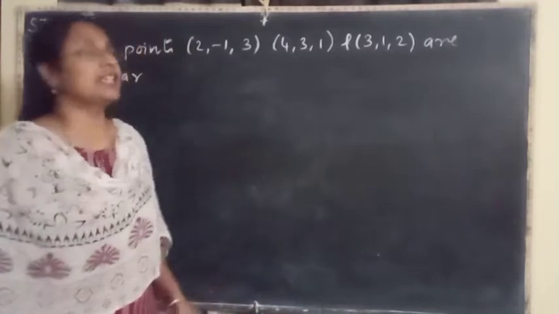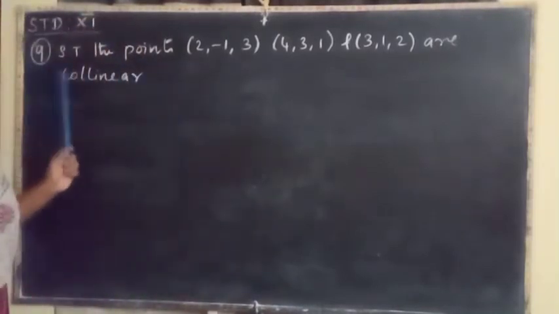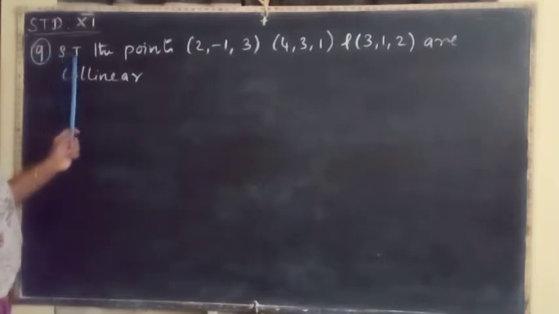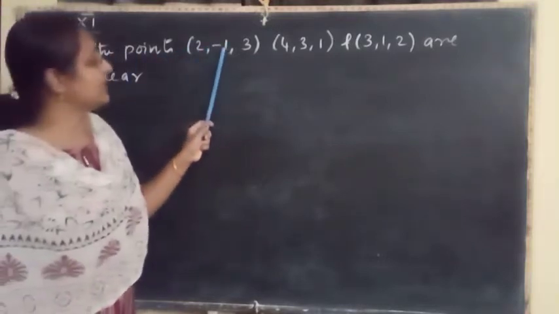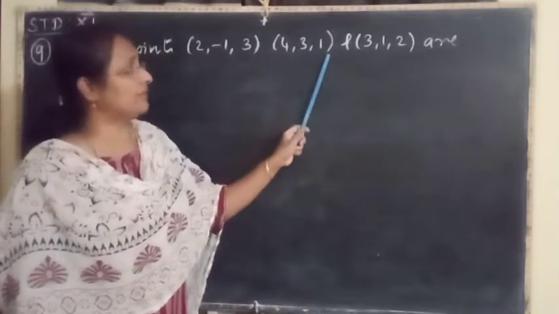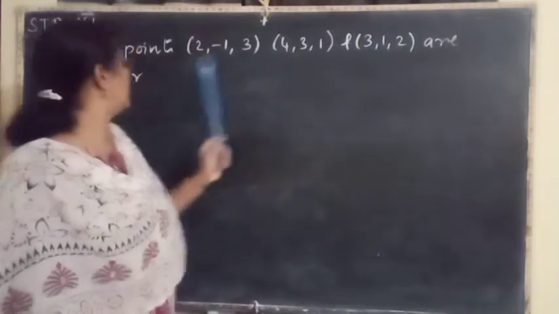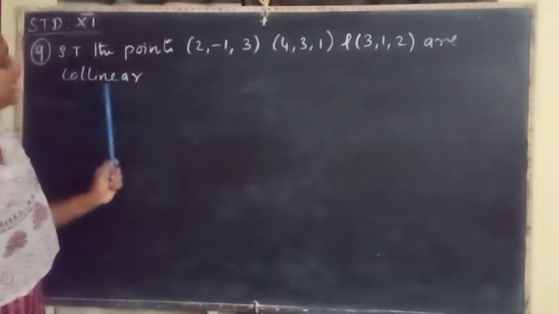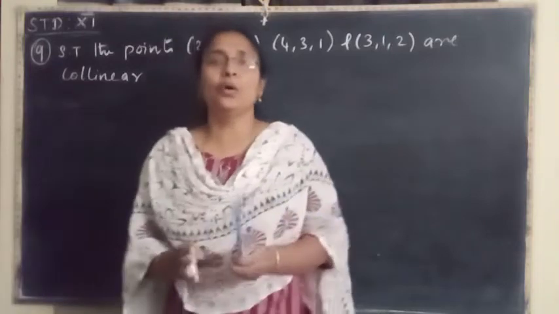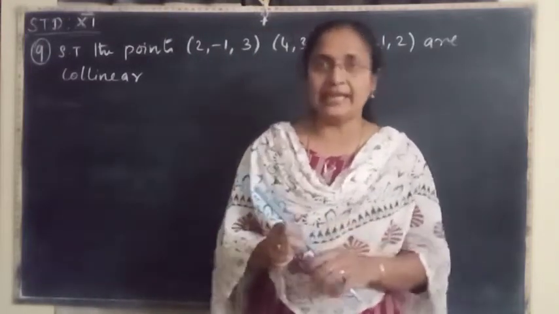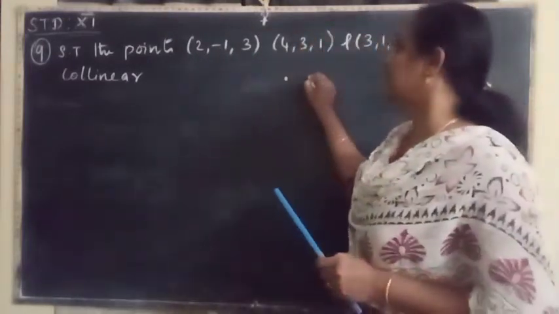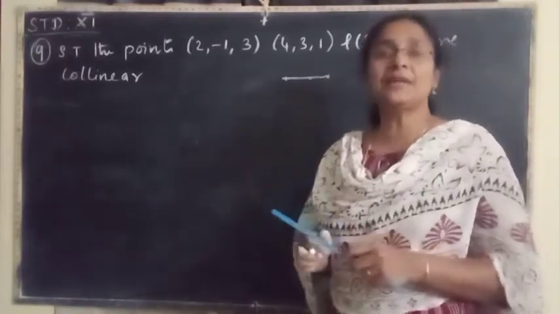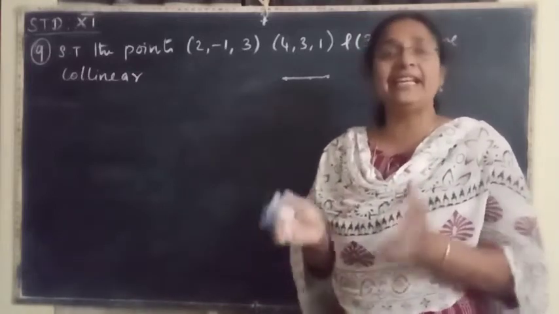Okay, students. Now, shall we continue with the 9th sum now? Already we have completed 6, 7, 8. Okay. Now, look into this. Show that the points 2, minus 1, 3, 4, 3, 1 and 3, 1, 2 are collinear. So what is the meaning of collinear? Collinear. Co means together. Linear means line. So all the points lying on the same line is termed as collinear.